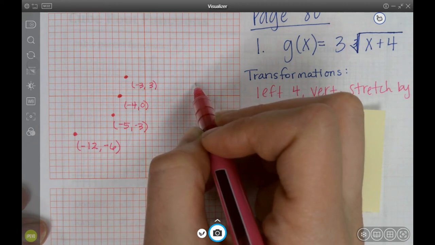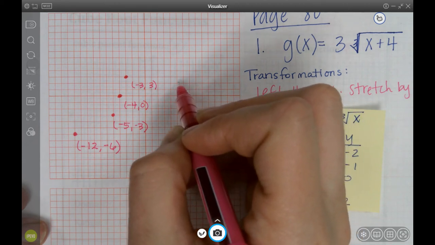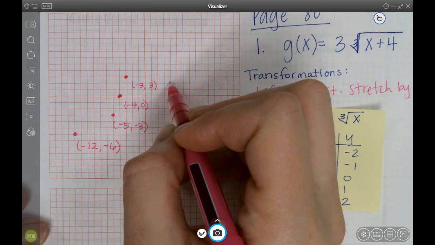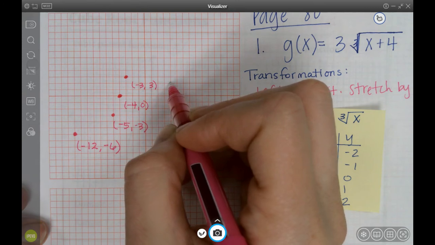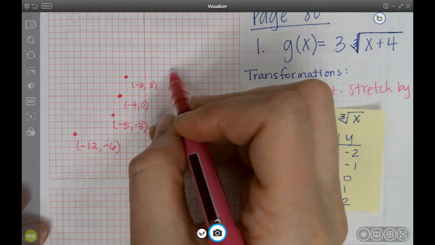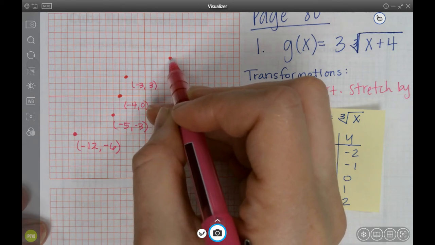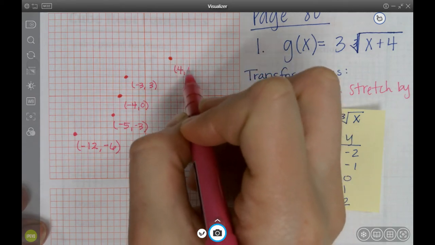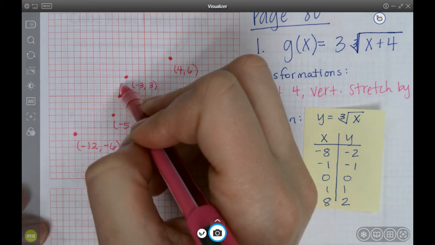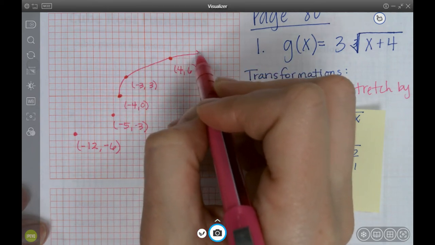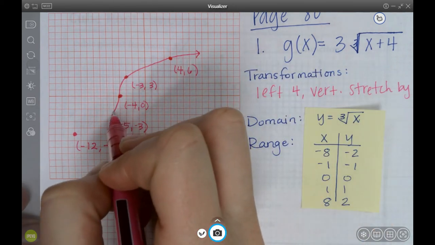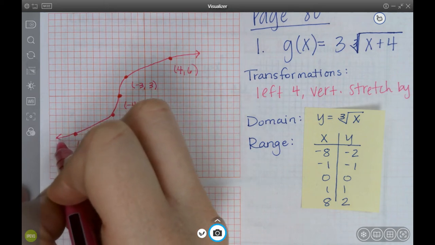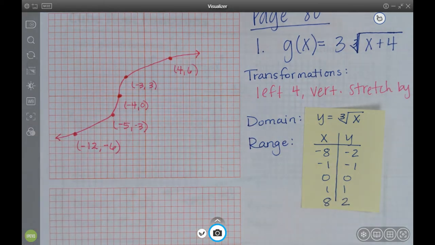Point 8, 2, go to the left 4, vertical stretch by 3. So you went up 2, 2 times 3 is 6. So that's going to be the point 4, 6. You do not have to write the coordinates of the points. I put those on there so that those of you who don't graph quite as quickly as I do can figure out where that point is without trying to count from so far away.